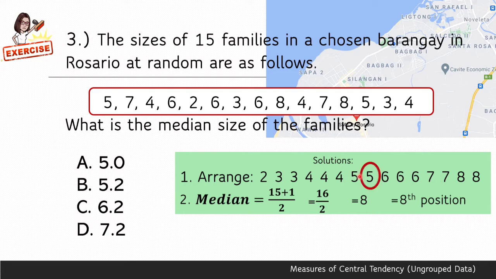So, really, this number 5 is in the center, the middle. We have here 2, 4, 6, 7 on the left, and also 7 numbers on its right side. So, therefore, our answer, the median for this data is A, 5. You get the same? Nice job!